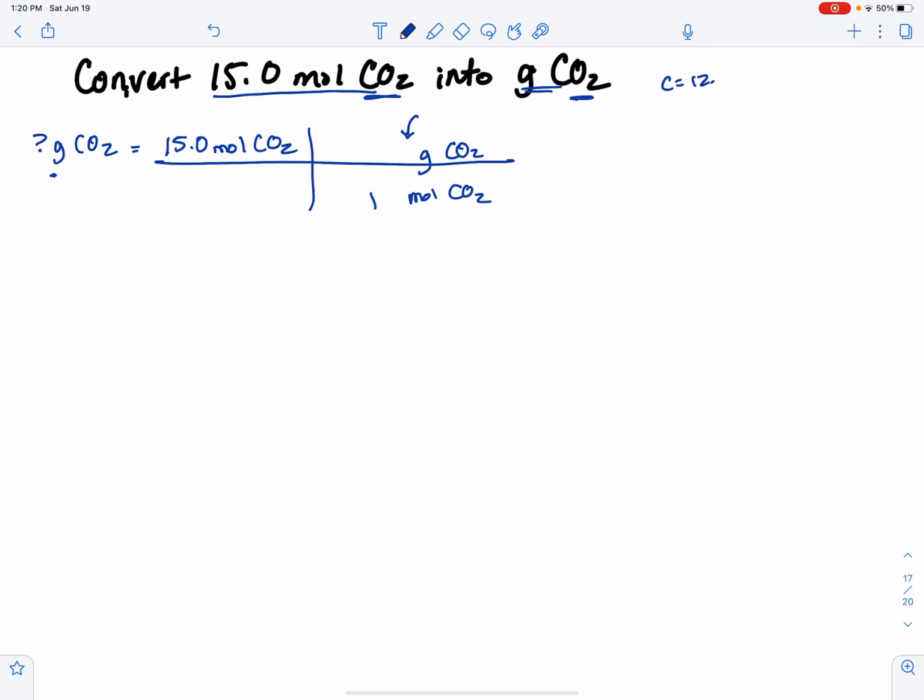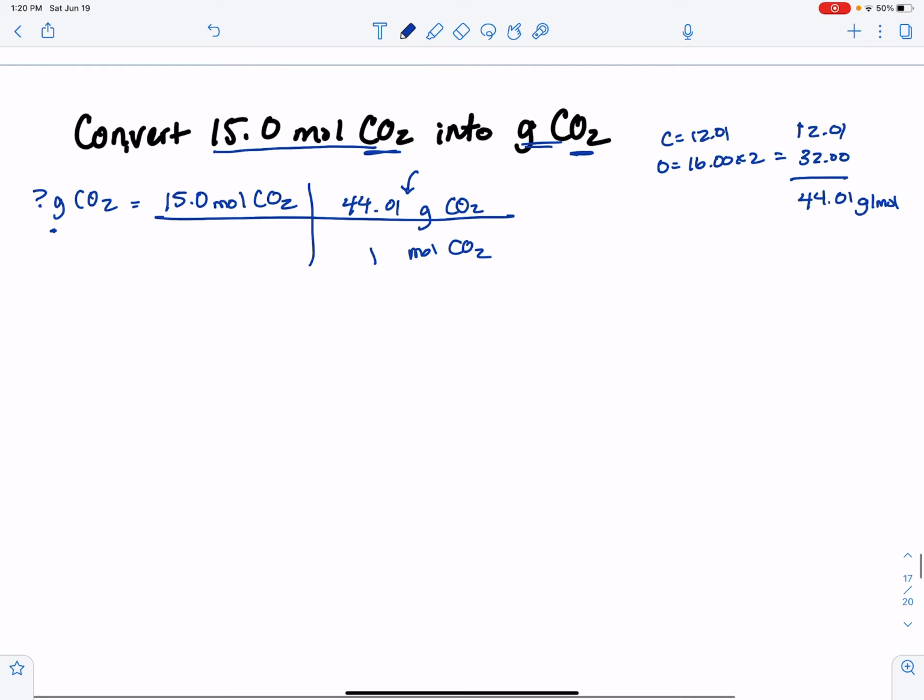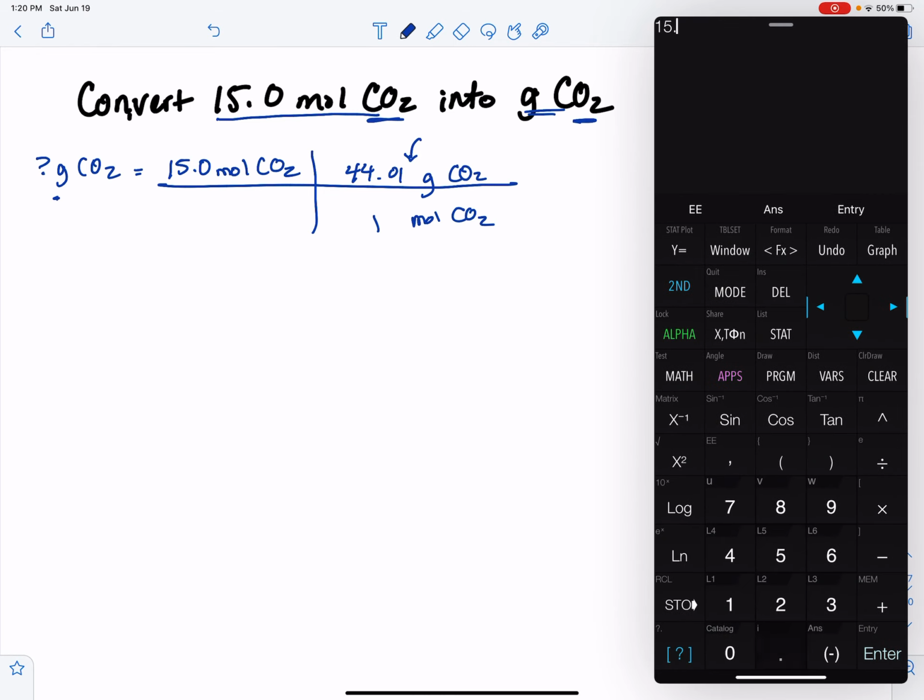For carbon, it's 12.01 grams per mole, and oxygen is 16.00 times 2 grams per mole, so that's 32.00 plus the 12.01, so that gives me 44.01 grams per mole. So 44.01, and then I'm going to bring my calculator over, 15.0 times 44.01, and that gives me 660.15. Notice that I have 1, 2, 3 sig figs, 1, 2, 3 sig figs. So, and this does not round up, so the answer is 660.